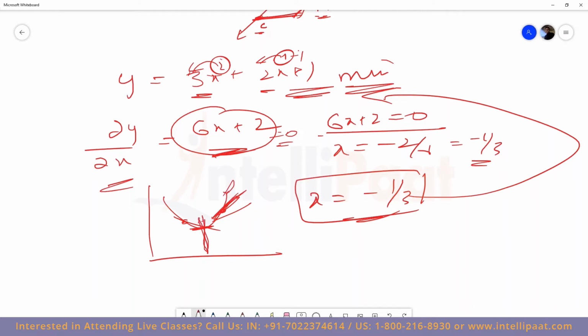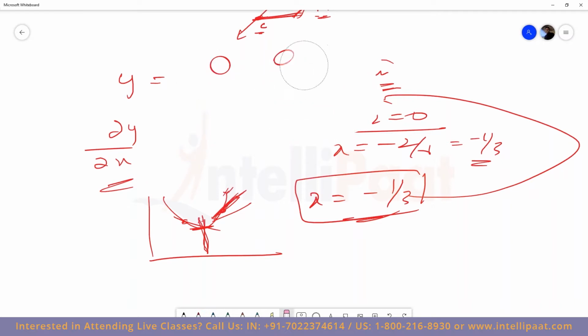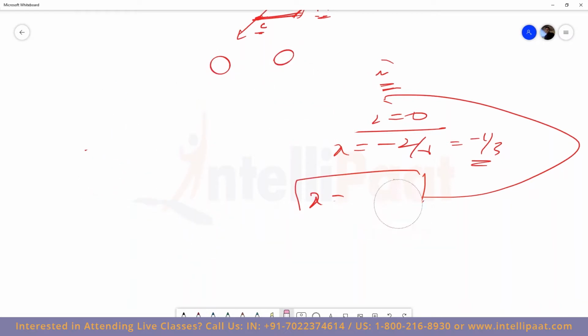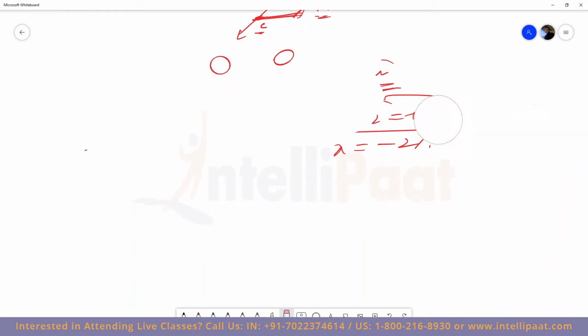So what we're going to do is use something very, very simple. We're going to use the same concept of minima and maxima, and then we'll try to solve this particular problem. How are we going to do it?